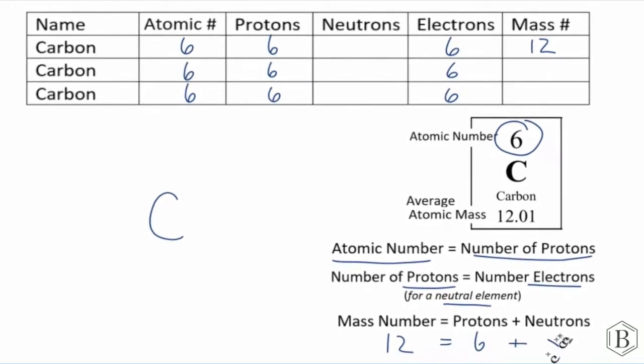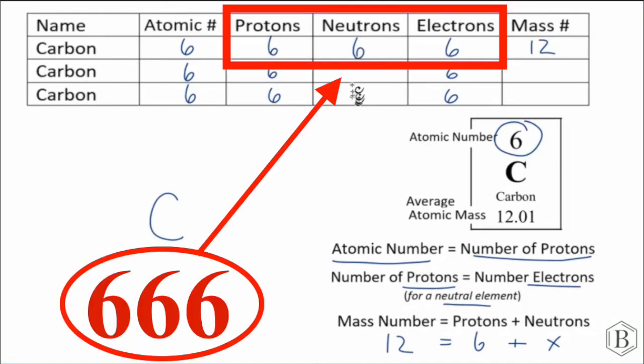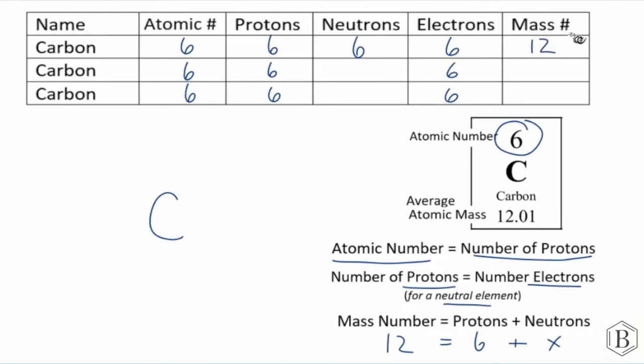Then to figure the neutrons out, something plus 6 equals 12. 6 neutrons. Turns out 98.9% of carbon atoms have a mass number of 12, so they have 6 neutrons.